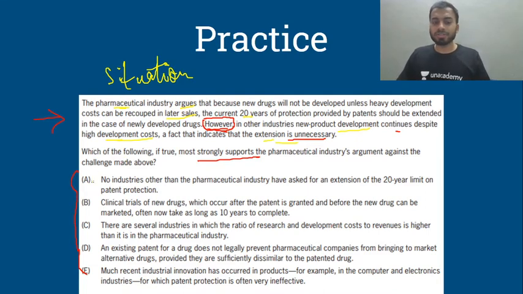Now what you have to do is figure out from among these answer choices which of these will strongly support the pharmaceutical industry's argument. And understand that whenever we have evaluation questions like strengthening and weakening questions, one of these answer options will strengthen the assumption here. There is the premise, there is the conclusion. Now there is an assumption which forms the bridge between the premise and the conclusion.